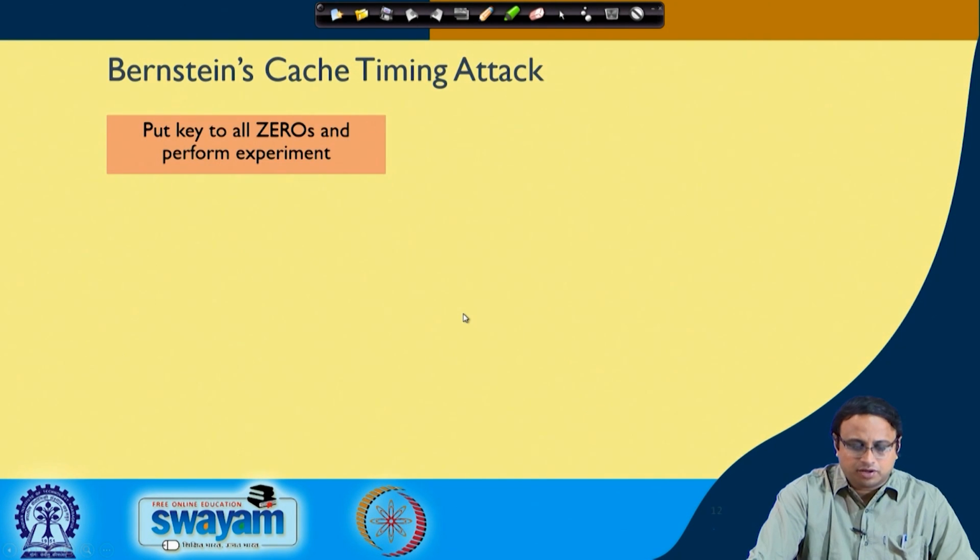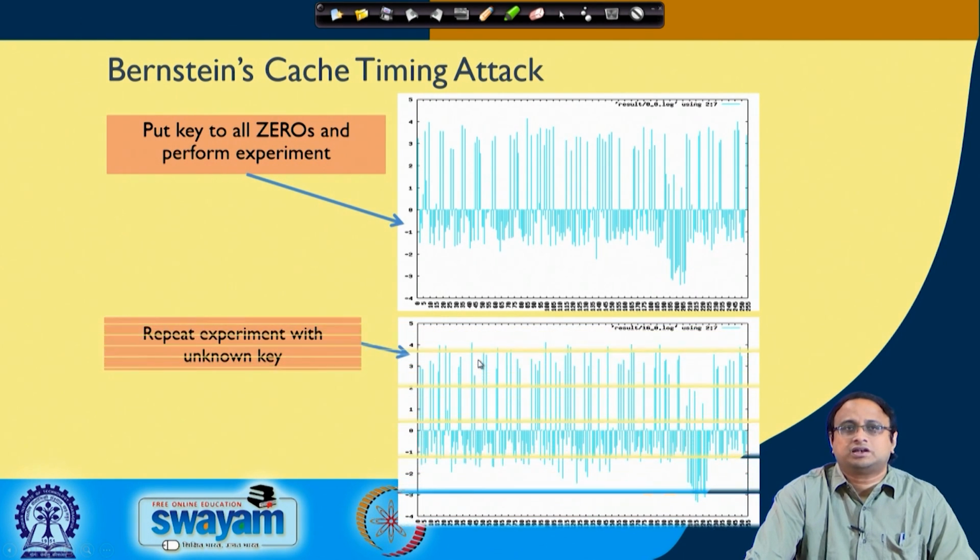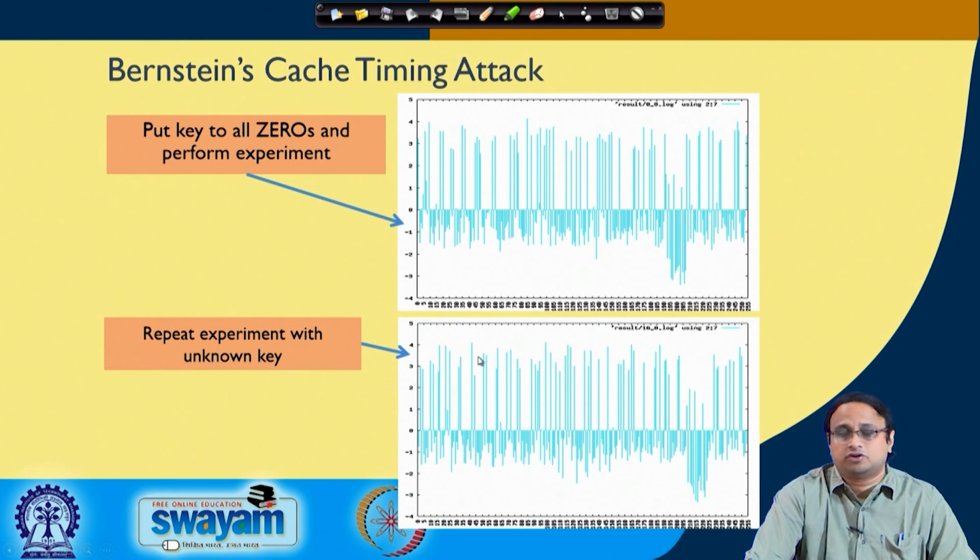So now what we do is that, as you remember, in the cache timing attack model, we assume that there is a target server where you can do a templating process, which means you can fix the key to 0 and derive a timing characteristic as we have seen. Then you make a target, that means you do not know the key, and therefore you repeat this experiment and again obtain the characteristics.